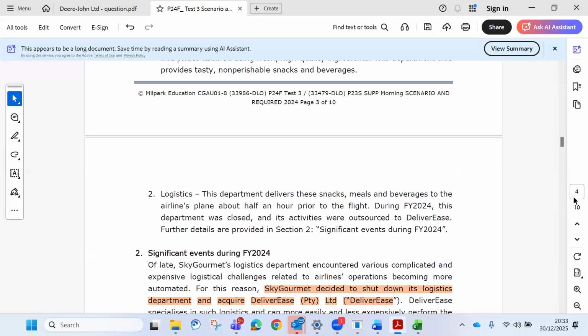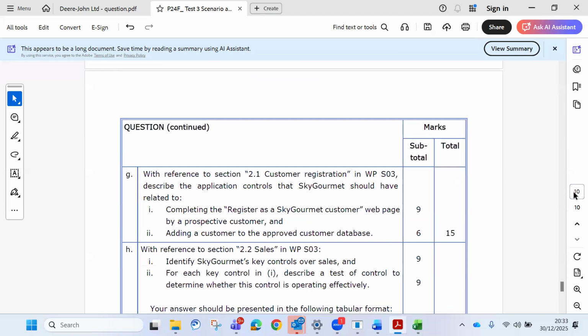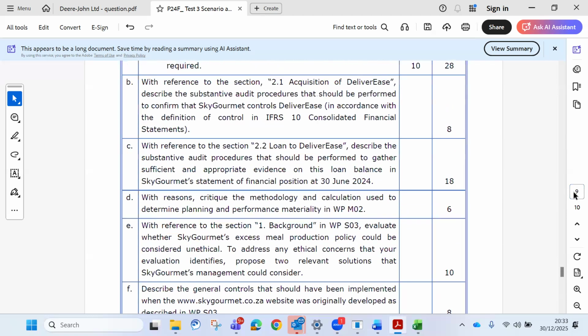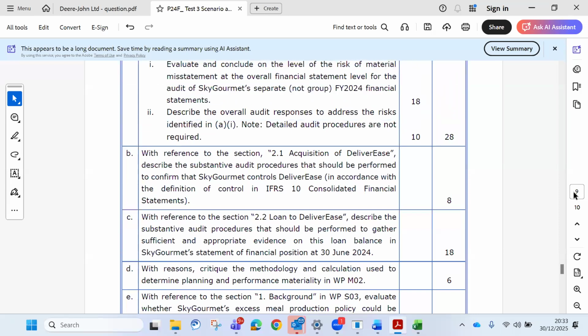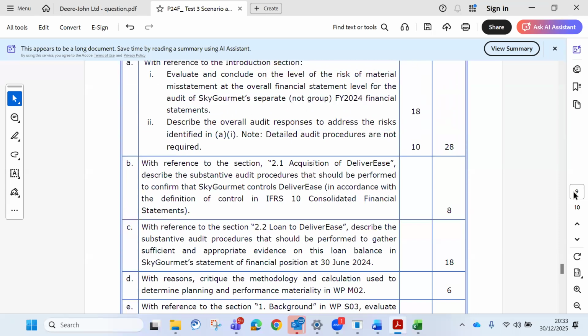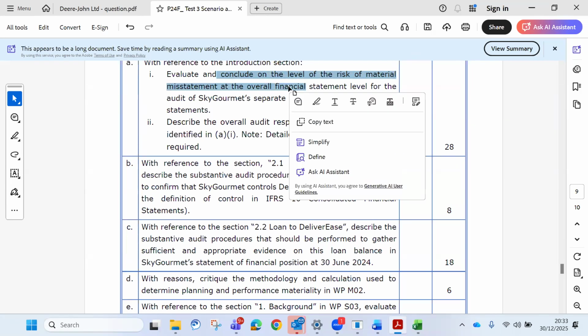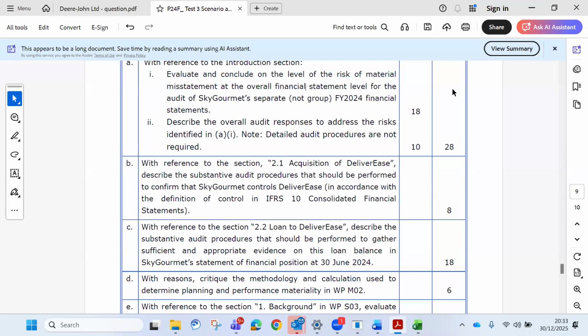I want to show you something. It says evaluate and conclude on the level. So they don't just say what it is; you're also going to conclude on the level of the risk of material misstatement. If ever a question says evaluate and conclude, look at the marks. If it has 10 marks, you end there. Guys, if you see that this has 18 marks, you just don't end there.